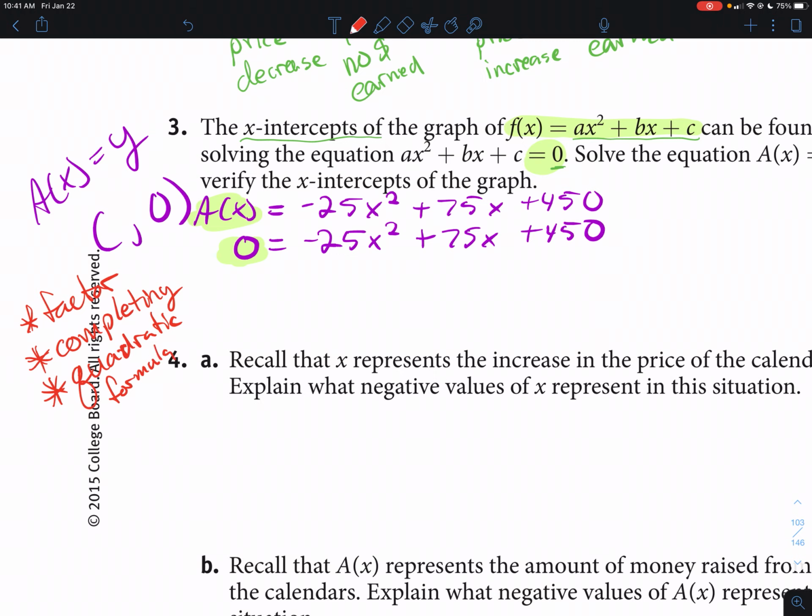I'm going to use graphing on this. I'm going to use factoring on this one. So first thing whenever we're factoring is look for greatest common factor. Is there anything that I can divide all of these by to make my numbers smaller, to make it easier? And if you notice, everything is divisible by negative 25. I can divide all of these by negative 25.